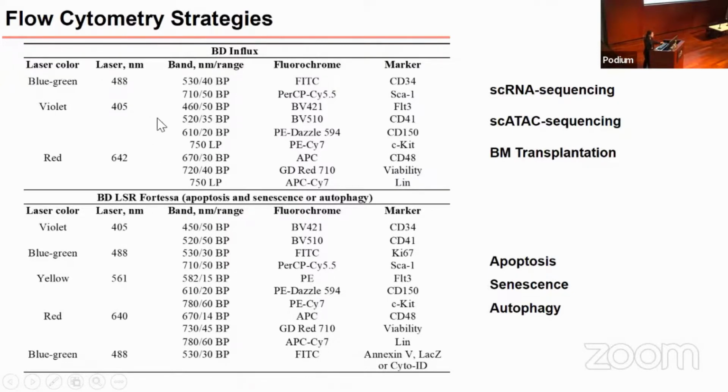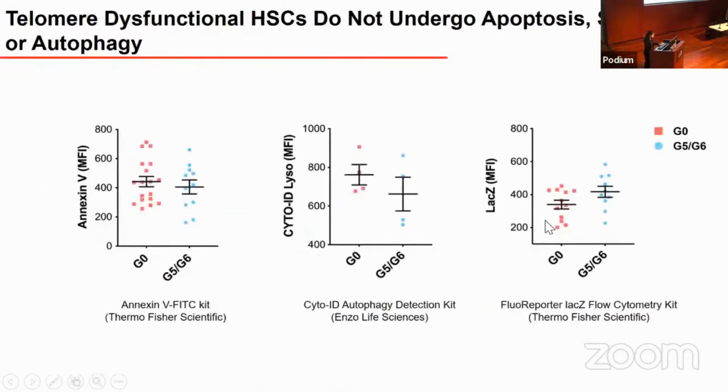In terms of the sorting, we use this following marker combination to sort the hematopoietic stem cell to perform single-cell RNA sequencing, single-cell ATAC sequencing, as well as the bone marrow transplantation experiment. And in terms of the analysis, we use this following marker combination to analyze apoptosis, senescence, and autophagy.